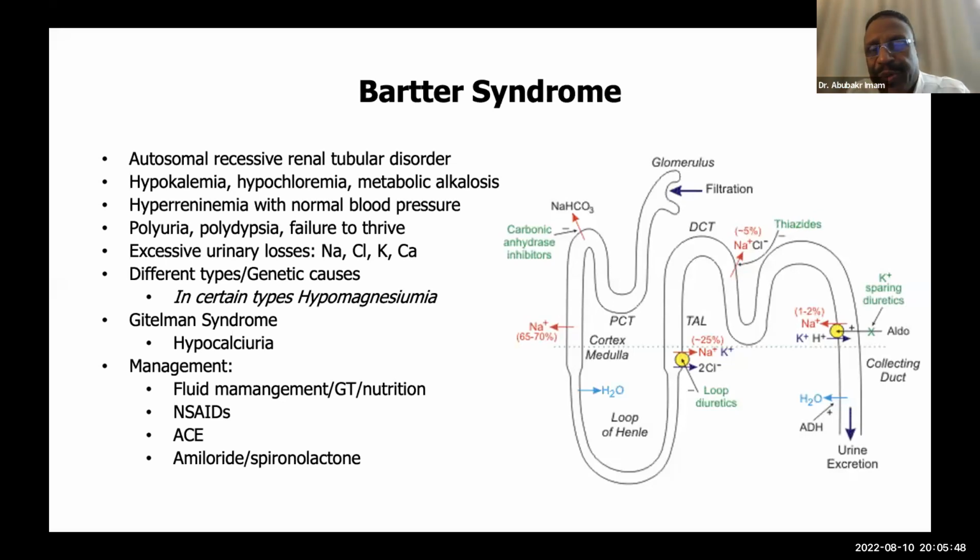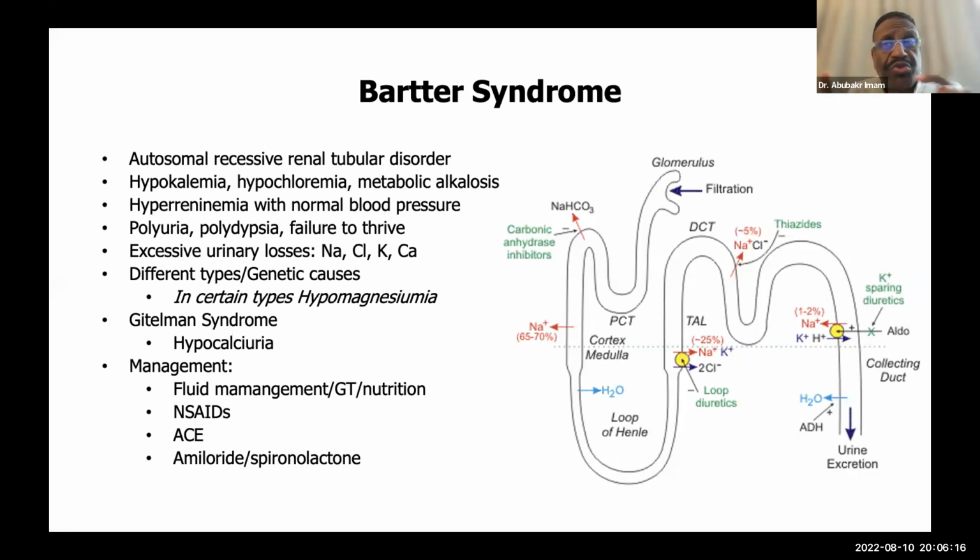And we all know that if you have a hyperrenin status in your blood, the renin will ultimately result in angiotensin II production, and angiotensin II is a vasoconstrictor. But why in Bartter here, we don't have hypertension? Characteristic of Bartter, although there is hyperreninemia, there is normal blood pressure.